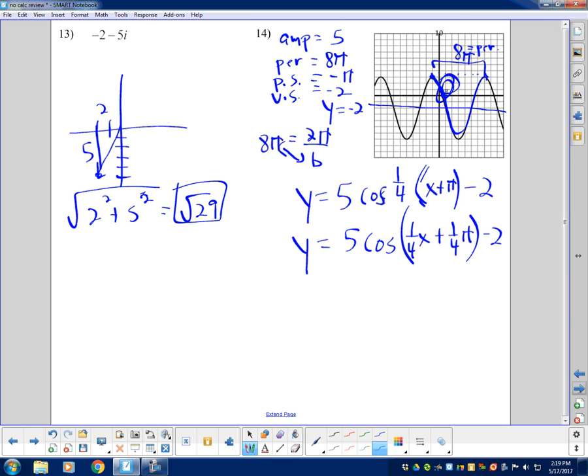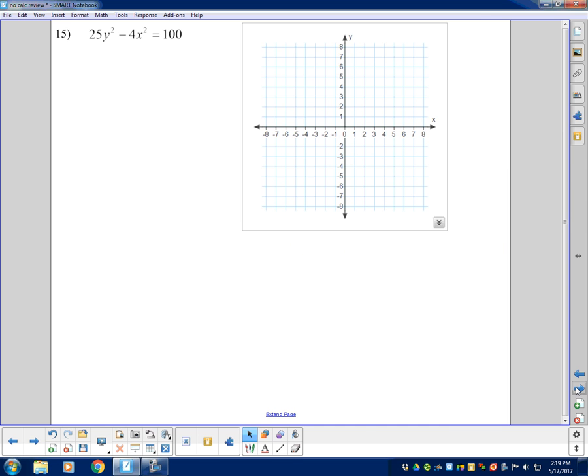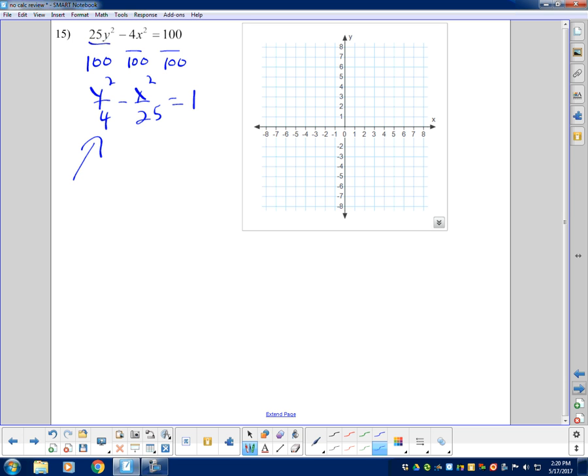So there it is. Number 15, we're asked to graph this thing. We have to first get it in standard form. You can see because of the minus sign, this is going to be a hyperbola. So y squared over 4 minus x squared over 25 equals 1. This is going to open in the y direction because this is positive. Take the square root of that bottom portion of the fraction. Square root of 4 is 2, plus or minus 2, so we're going to go 2 in each direction. Center is 0, 0. We're going to go 5 in each direction in the x.